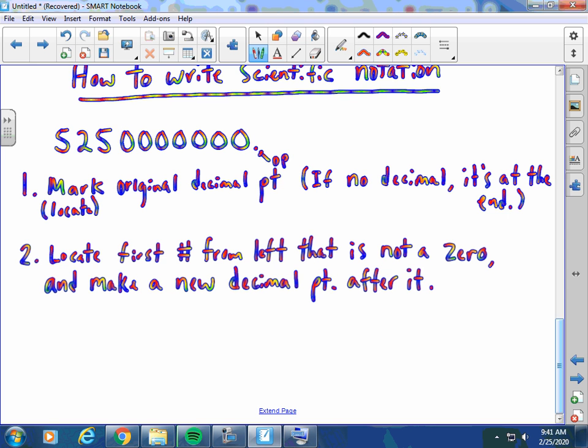So if I look at my number up here, start to the left of the number, working your way across, the first number you come to that's not a 0 is the very first number in the number, which is a 5. So I found that first number that's not a 0. I'm going to put a new decimal point after it, and I'm actually going to mark that with an NP, meaning new point. And then I'm going to write out the rest of the number like it was. 2, 5, followed by 7 zeros. And then, of course, we still have our original point there.